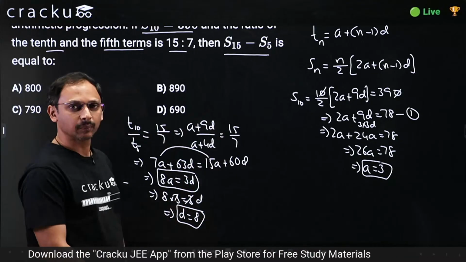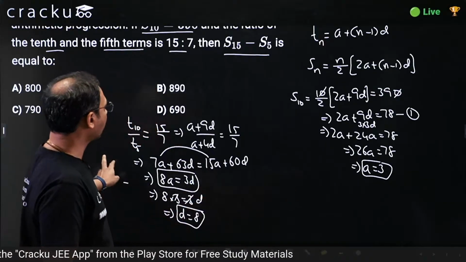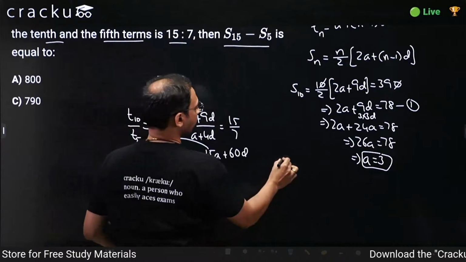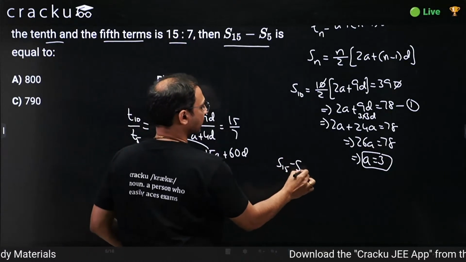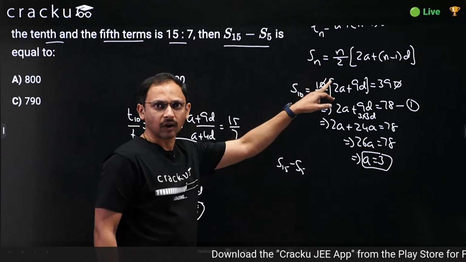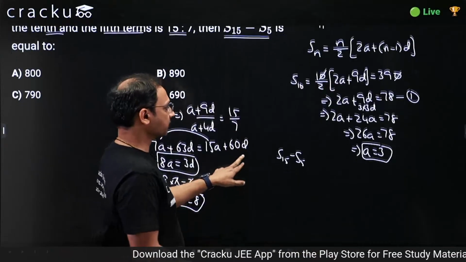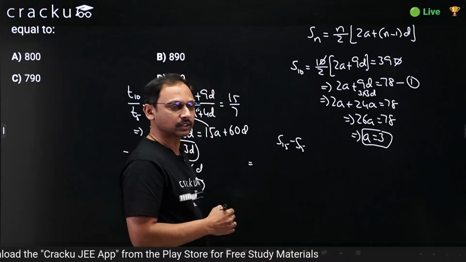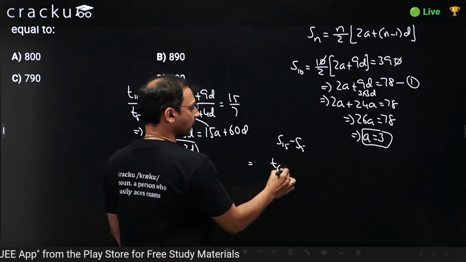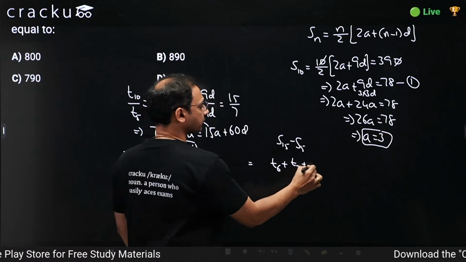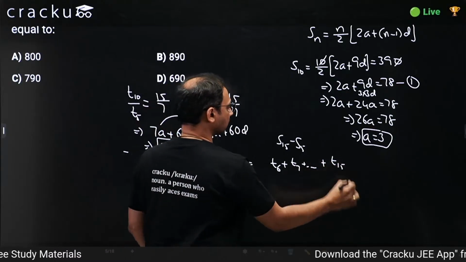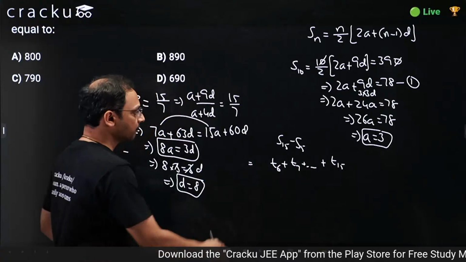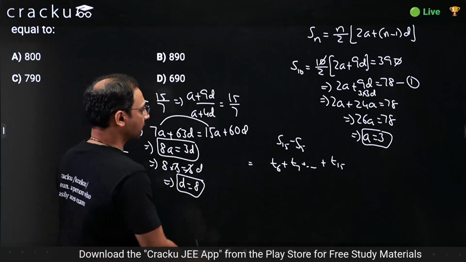So in the arithmetic progression, we got the first term and the common difference. Now we can find anything. Now S15 minus S5, you can use this formula, but we'll do it slightly differently. Now from the first 15 terms, I'm removing the first 5 terms. So this will be 6th term onwards to 15th term. So from the first 15 terms, I have removed the first 5 terms. So this is going to be my summation.